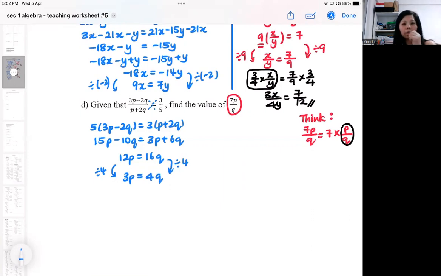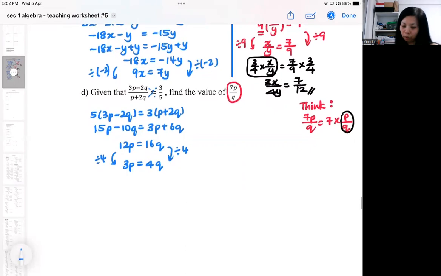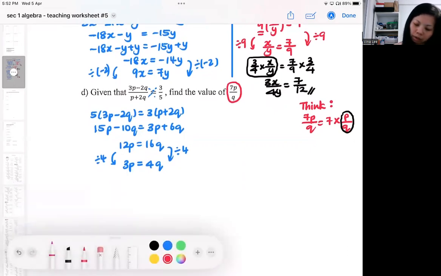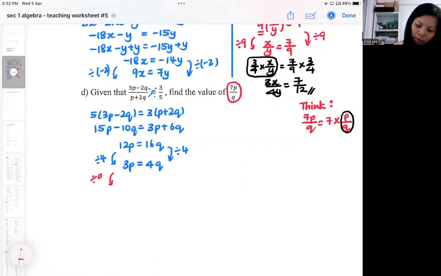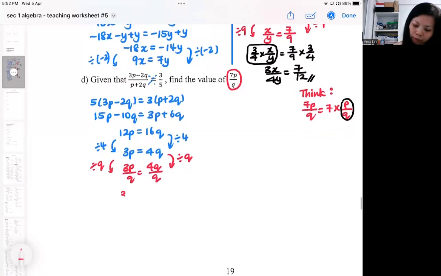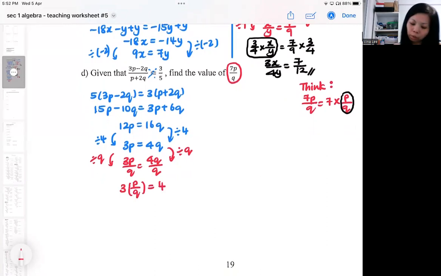After this, I'm going to focus on getting my p over q. Q is in the denominator, so whatever is in the denominator, you have to divide. So 3p over q equals 4q over q. If you do it, then you will get this. And if your objective is to get p over q, you have to get rid of the 3. You divide by 3 on both sides. That will totally isolate the p over q.